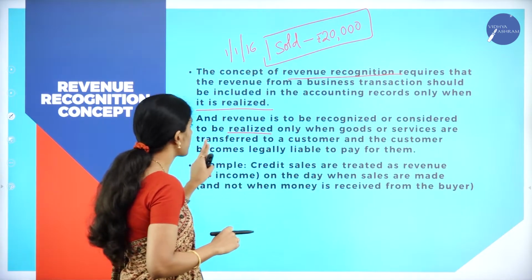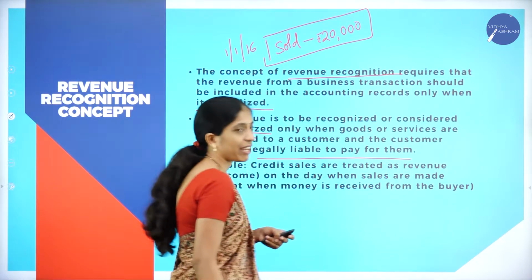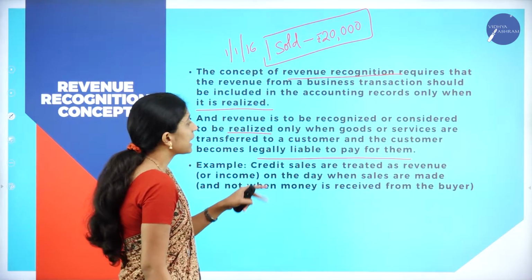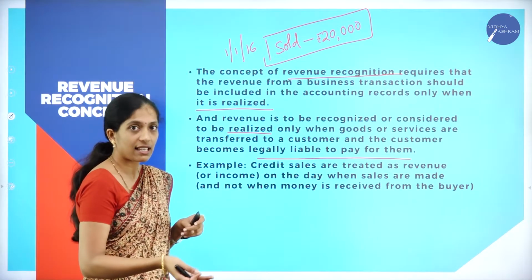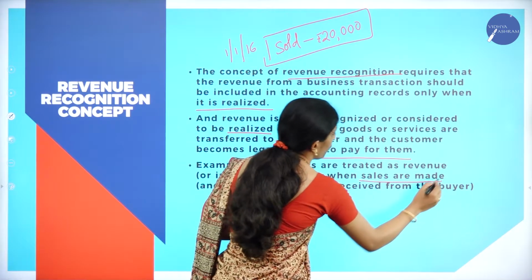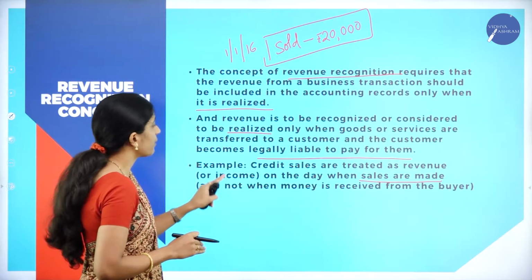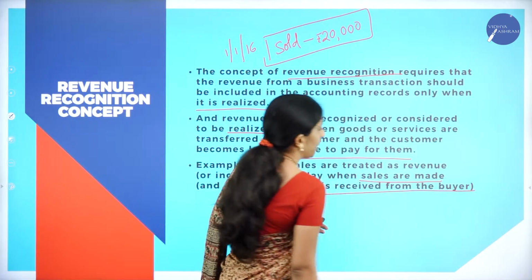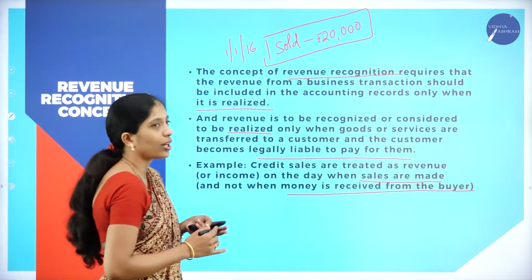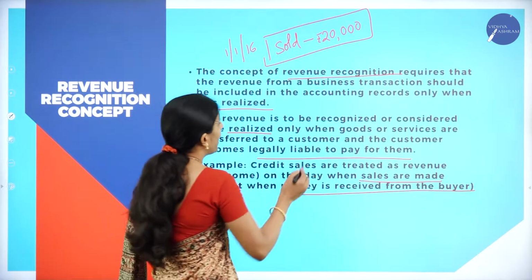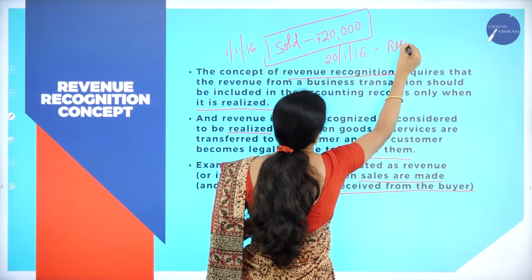Only when the goods or services are transferred to the customer and the customer is legally liable to pay for them. So for example, credit sales are treated as revenue or income on the day when the sale is made. When the goods are sold to the customer, on that day itself it will be recorded in the books of account, and not when money is received from the buyer. For example, on 1/1/16 the organization has sold goods worth rupees 20,000, but on 20/1/16 they are going to receive the amount.